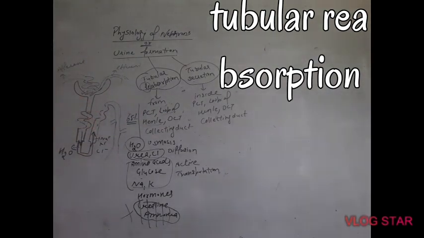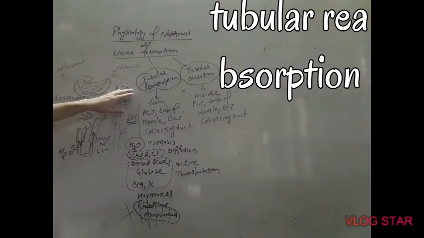Next step of reabsorption takes place from the DCT. From the DCT, again sodium ions, chloride ions and water are reabsorbed. But this reabsorption of sodium ions and water takes place under the influence of some hormones. Sodium ions are reabsorbed under the influence of aldosterone hormone, which is secreted by the adrenal gland, and water is reabsorbed under the influence of ADH hormone, which is secreted by the pituitary gland. ADH is known as antidiuretic hormone.